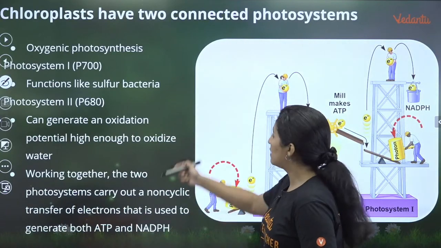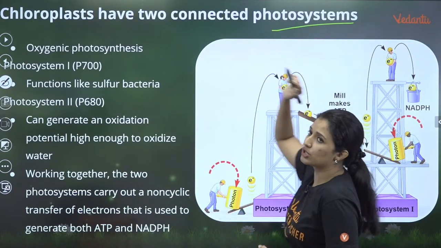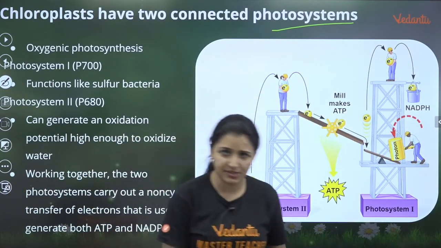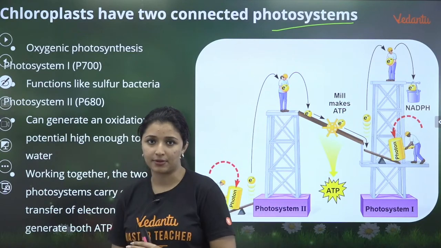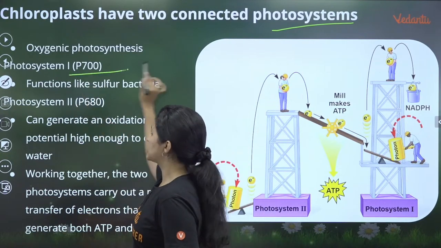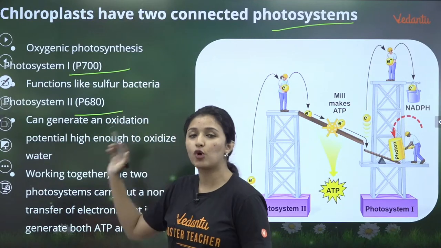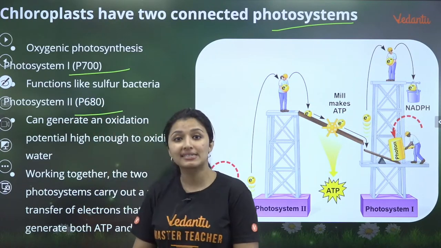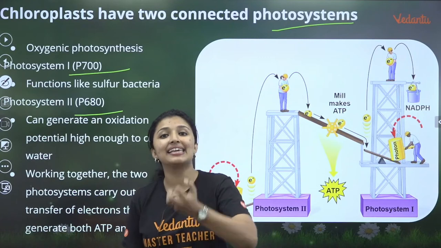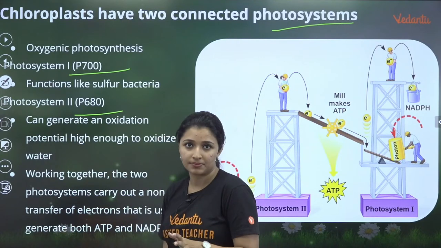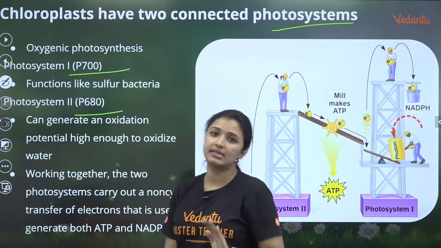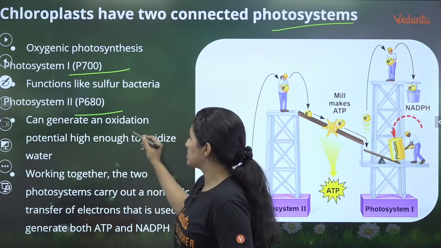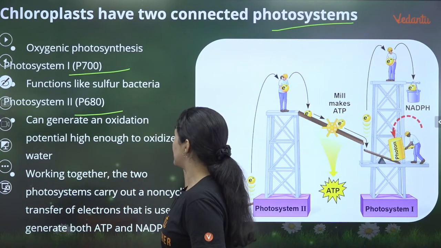Now we have two connected photosystems. The entire collection of pigments together is our photosystem, having our light harvesting complexes and a lot of proteins. We have two: P700 and P680. Photosystem 1 is P700. Why is it called P700? Because the maximum wavelength of light it can absorb is 700 nanometer, whereas for P680 the maximum is 680 nanometer. They can generate an oxidation potential high enough to oxidize water.